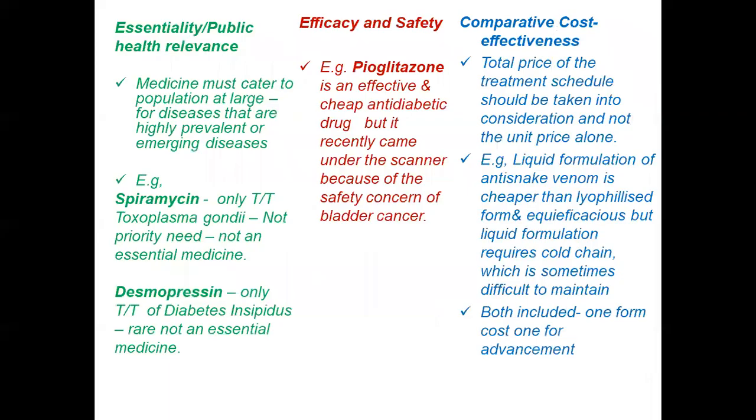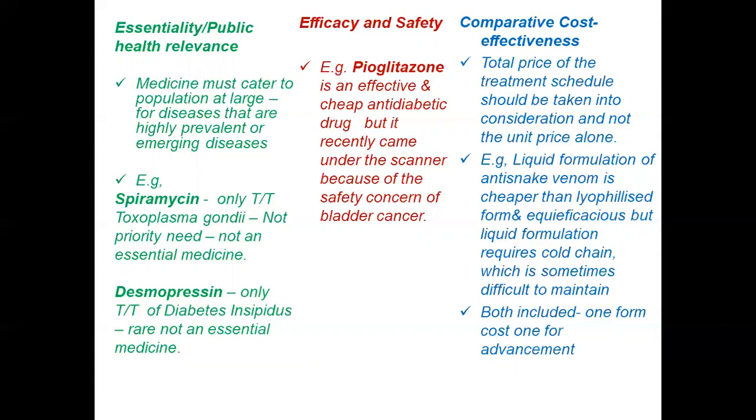Now, we'll see what the criteria are for calling a drug an essential medicine. As I told you, they should be based on public health relevance. That means the medicine that we are considering or going to name as an essential medicine should cater to a large population. That means it should be applicable or should be used for a disease that is highly prevalent or is emerging in the community.